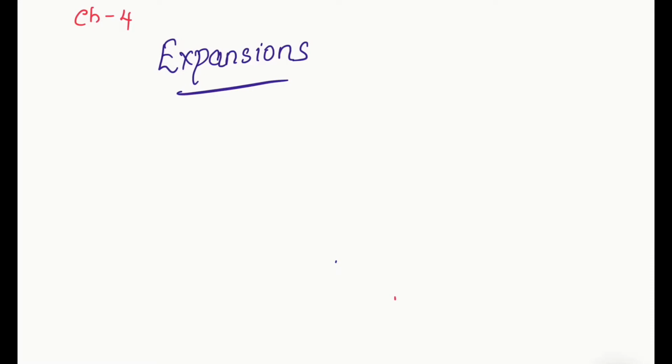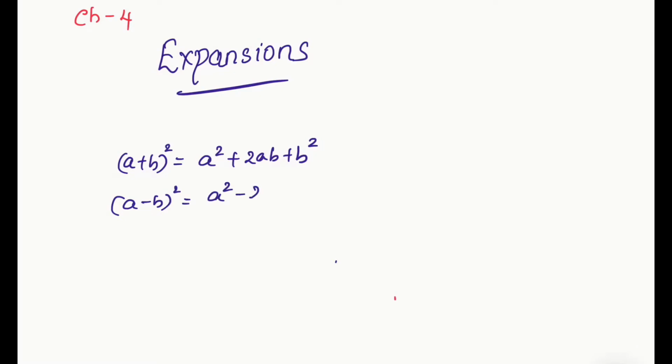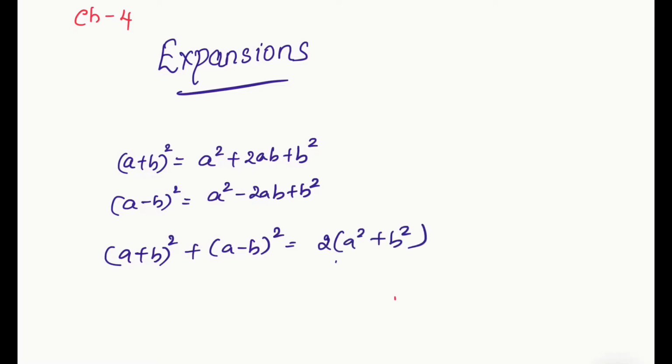So you remember the formulas we learned: (a plus b) whole square equals a square plus 2ab plus b square. Similarly, (a minus b) whole square is equal to a square minus 2ab plus b square. And (a plus b) whole square plus (a minus b) whole square equals 2 times (a square plus b square). And (a plus b) whole square minus (a minus b) whole square equals 4 times ab. Okay, you remember the formulas we learned.